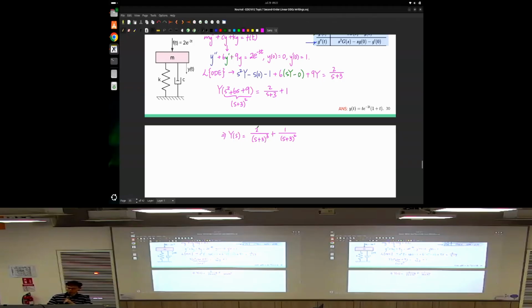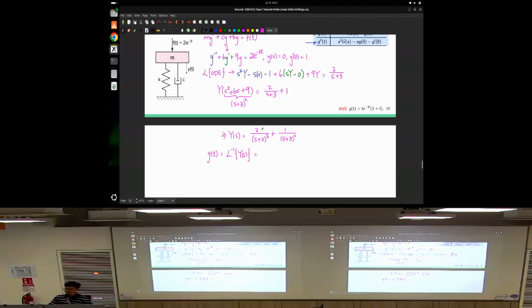Because this looks like 2 over s cubed. This looks like 1 over s squared, but with an s shifting. Agree? So therefore, if you take the inverse transform, you can just reverse the s shifting and you get your e to the minus 3t term. Any questions? Okay, if no, then you take the inverse transform. So Laplace inverse, because you are trying to solve for your y of t, then inverse of big Y of s.